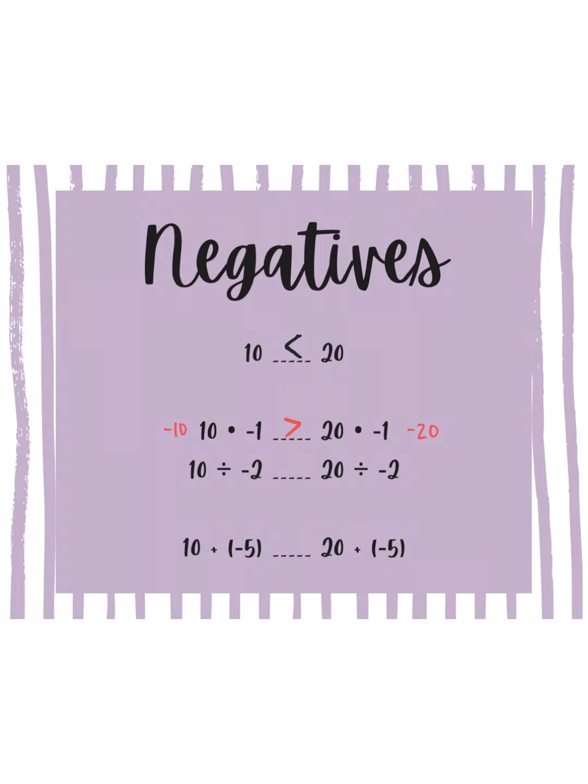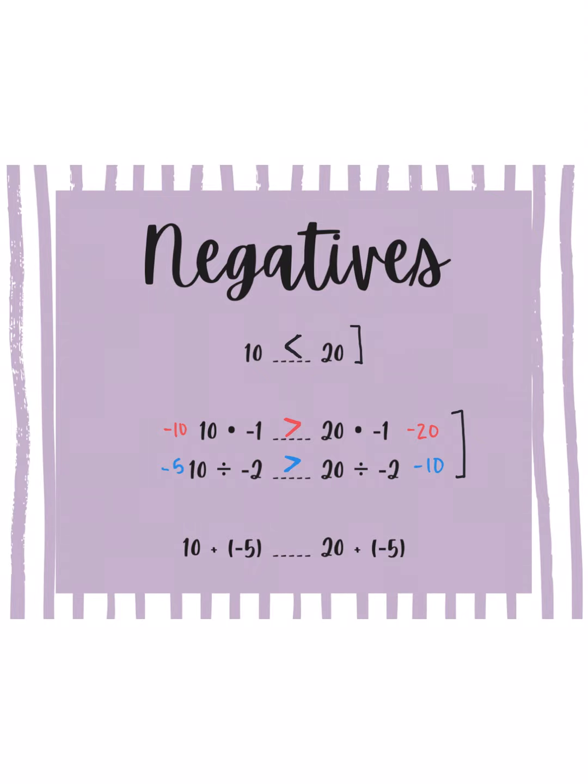Let's look at the third row, the division problem. 10 divided by negative 2, I know is negative 5. 20 divided by negative 2, I know is negative 10. Again, negative 5 is closer to 0 on the number line. It is, in fact, the larger value. So for both of these problems, I want you to notice that the value is flipped. I had a less than symbol, and then both of those, the second and third problem, show greater than symbols.